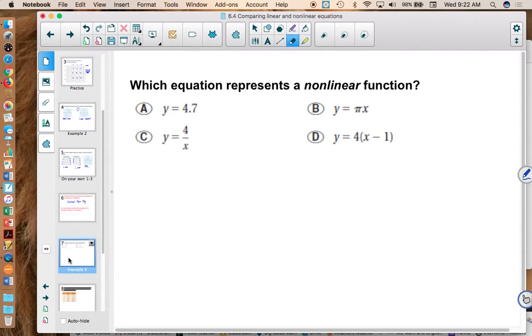Which equation represents a non-linear function? You've been given 4. You figure it out.